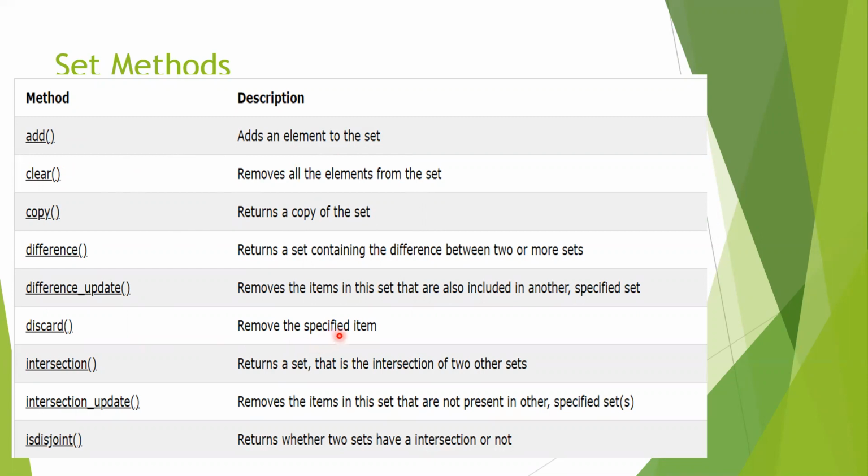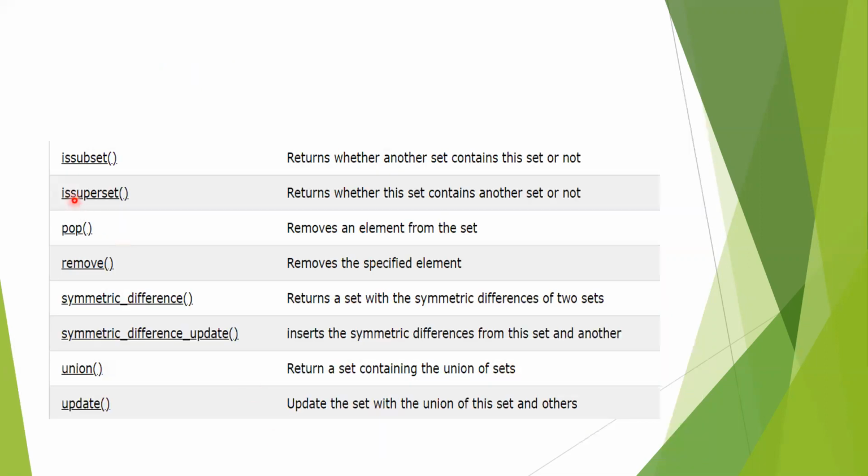Discard means remove the particular item. Intersection returns a set that is an intersection of two other sets. Okay. Intersection update removes the items in this set that are not present in another set, that is, keeps what is common. Isdisjoint checks whether two sets have an intersection or not, whether they have common values or not. Issubset returns whether another set contains this set or not. Issuperset returns whether this set contains another set or not. Okay, we will see one by one, don't worry.